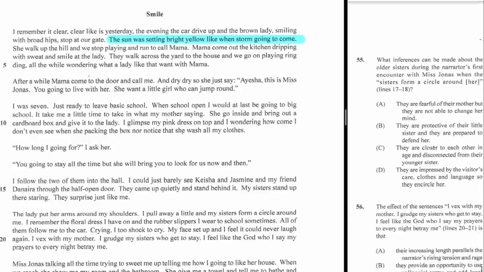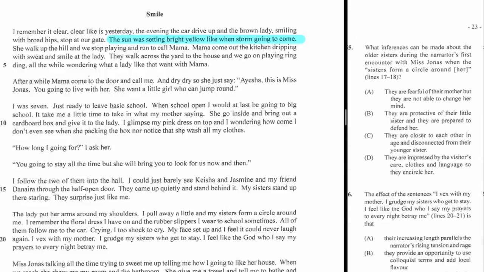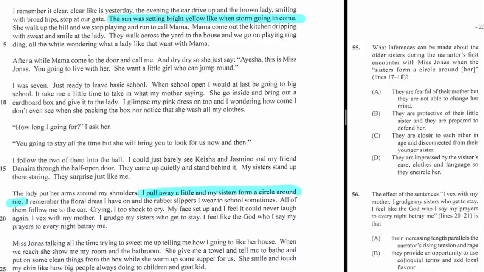55. What inferences can be made about the older sisters during the narrator's first encounter with Miss Jonas when the sisters form a circle around her? Lines 17, 18. So this Miss Jonas person is coming to take away this little girl, and her sisters form a circle around her. This clearly indicates that they're protective of their little sister and they're prepared to defend her.